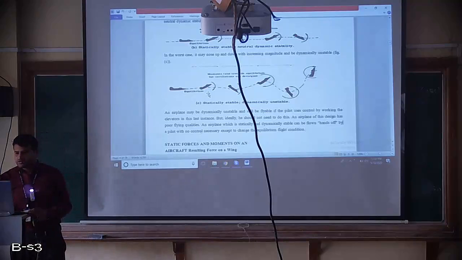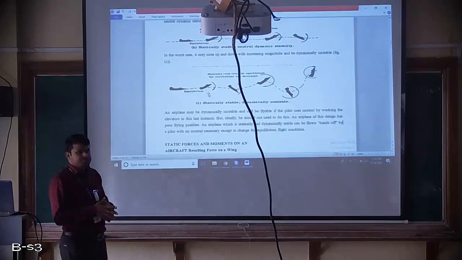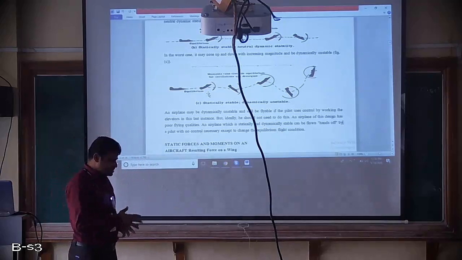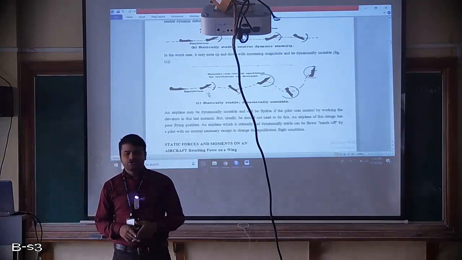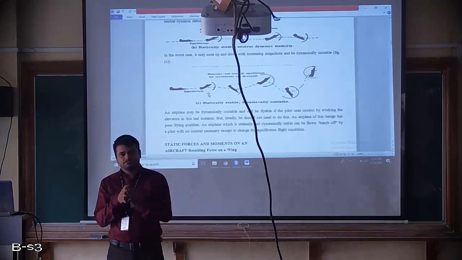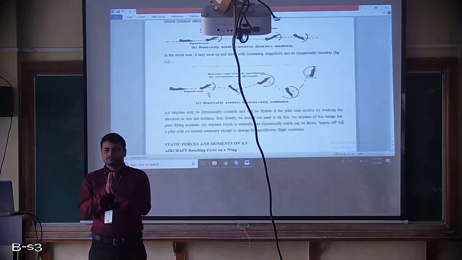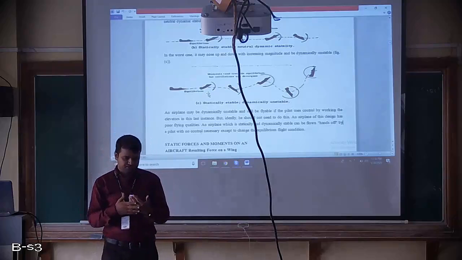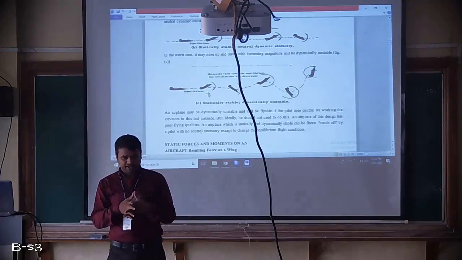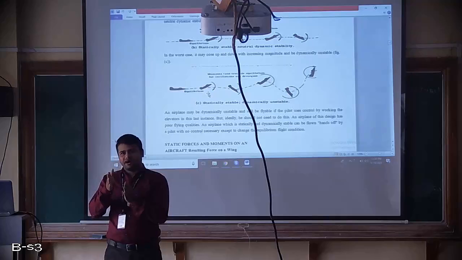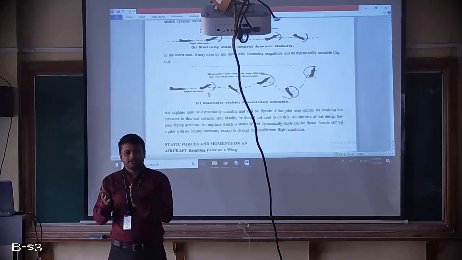So these are some topics related to static stability and dynamic stability. I will summarize these things once again. Static stability means the ability of an aircraft to come back to its original position right after the disturbance, immediately. Let me say it once again for your easiness: static stability means the ability of an aircraft to come back to its original position after getting disturbed, immediately.